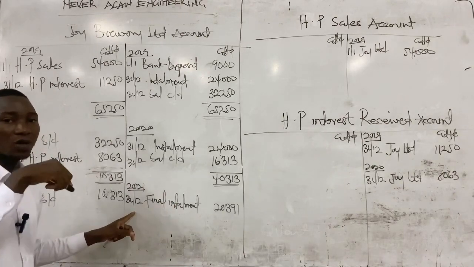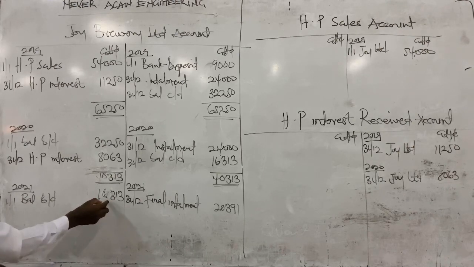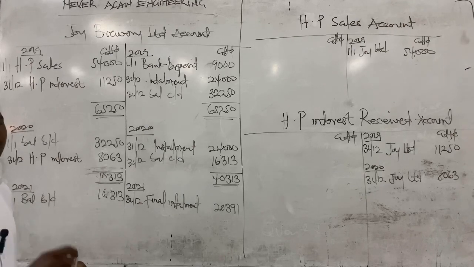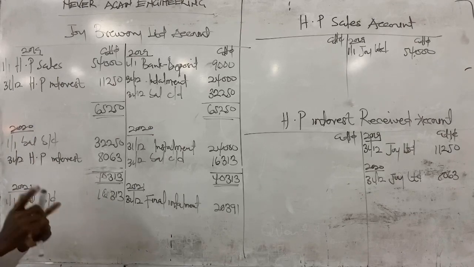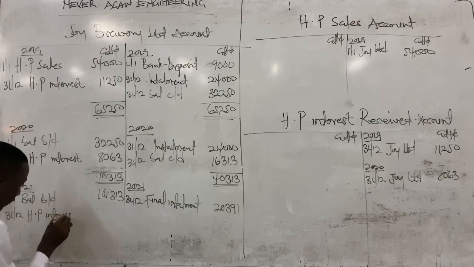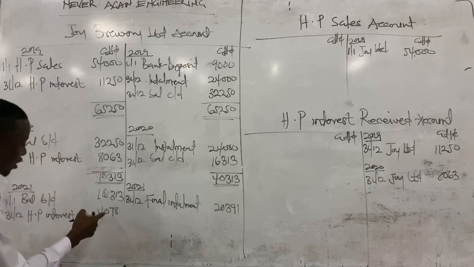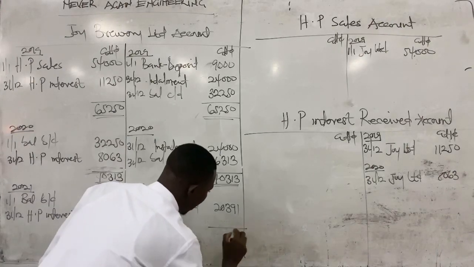So we have to calculate the interest component on the remaining balance at the end of the year. So we calculate the interest on this. 25% on this will give us 4,078.25 when we multiply this amount by 25%. So at the close of the year, that is 31st of December, you have the hire purchase interest, and the amount is 4,078.25, to the nearest whole number 4,078. So we have to close this account.